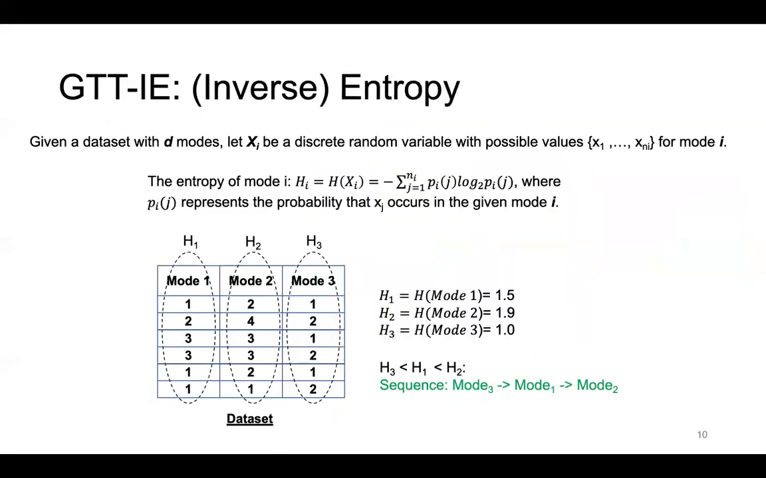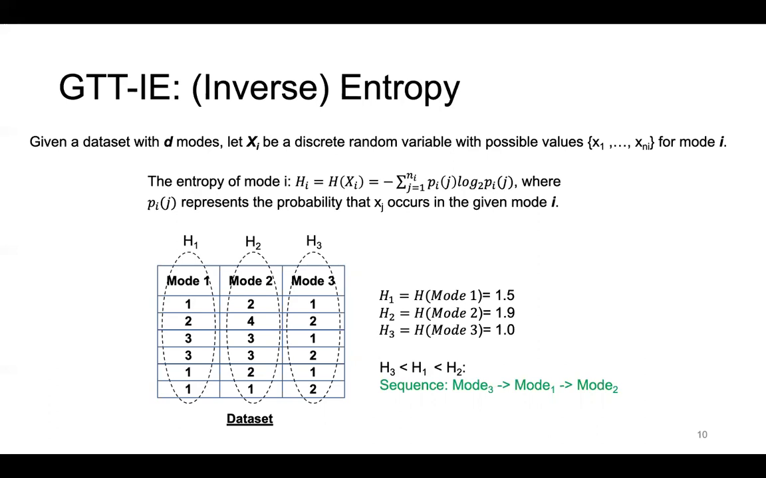And the second selection strategy is called GTT-IE, the inverse entropy. So the basic idea of this GTT-IE is that given a data set, for example, in this figure, we show a data set with the tuple style. So for each mode, we can calculate its entropy. Here we use H, capital H, to represent the entropy of the mode. So in here, we have 3 modes. So we have H1 to H3.